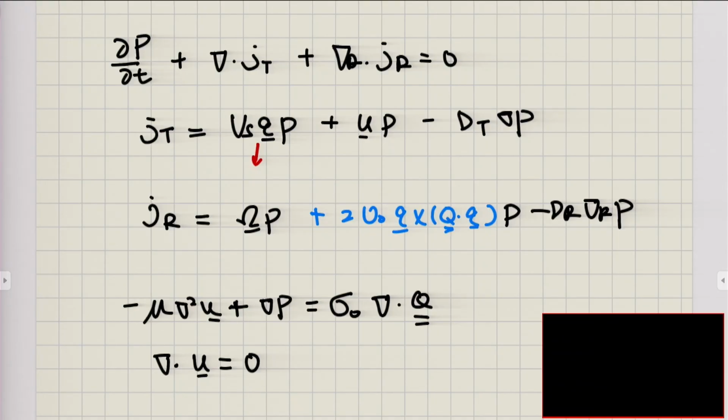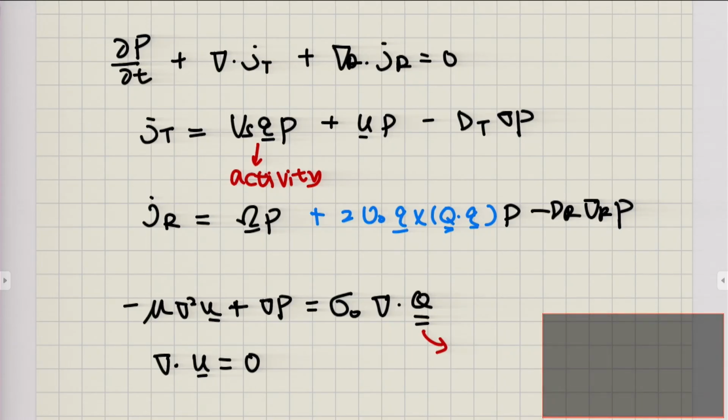Other comments? Okay, so let's look at these terms here. This is activity, right? So activity manifests in two places. One is they're just swimming on their own. The other is they create an active stress in the system.